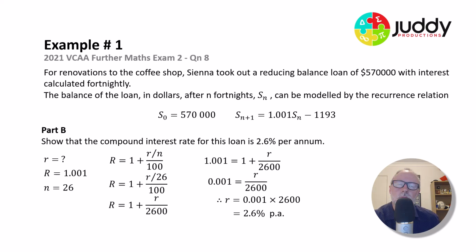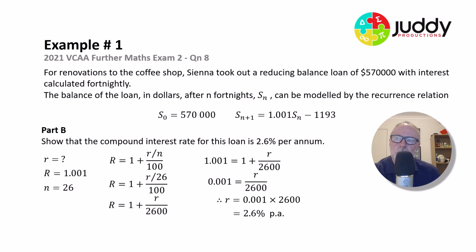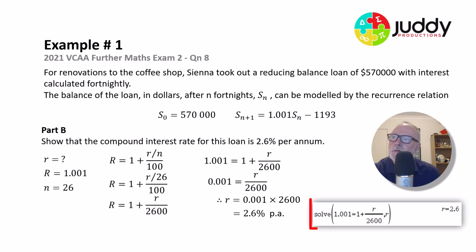Question solved. Of course, if we didn't have to show our calculation, we could have simply used solve(1.001 = 1 + r/2600, r), and that will give us the same answer of 2.6.